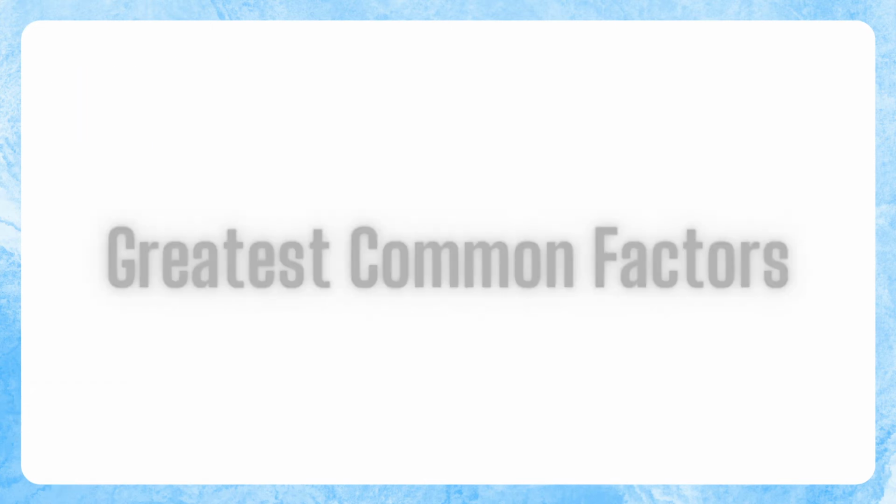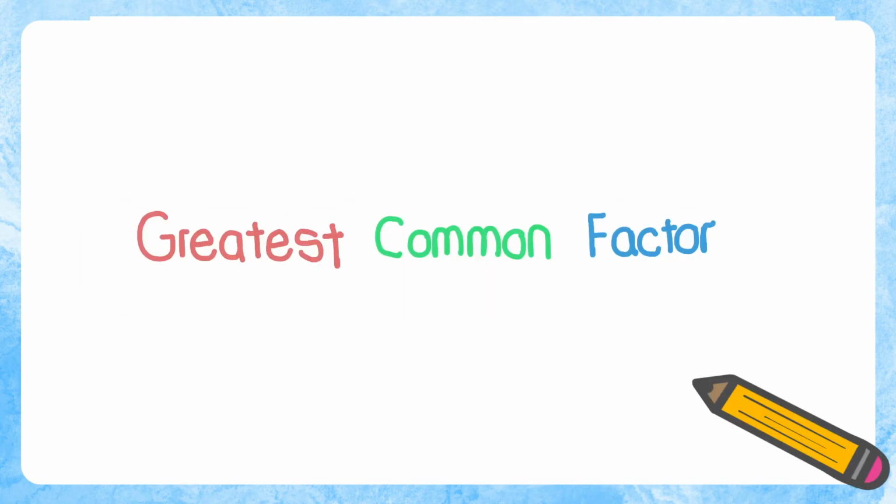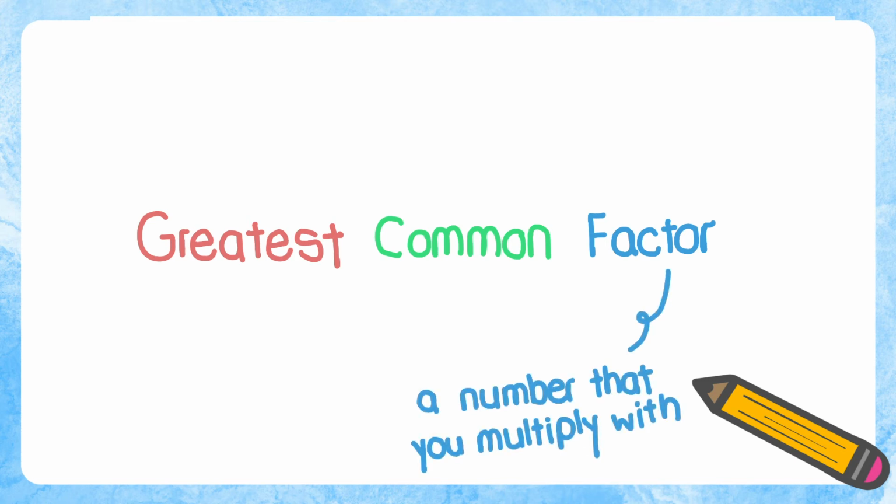So now that we have a better idea of factors, let's look at greatest common factors. What are these? The greatest common factor, which sometimes we just call GCF for short. Let's break this down word by word. Like we just talked about, a factor is a number that you multiply with. So 2 and 3 are factors of 6.